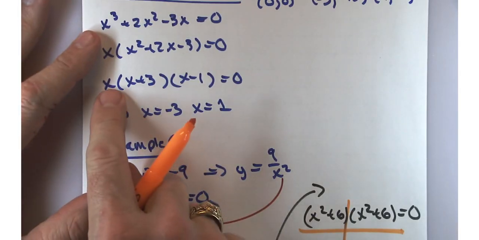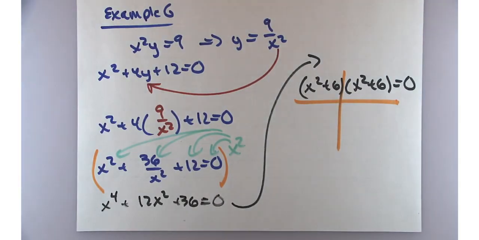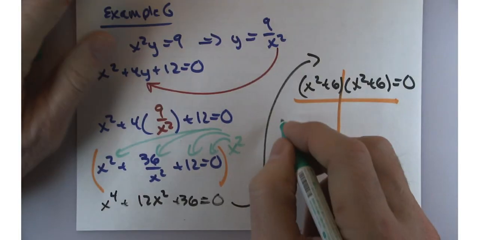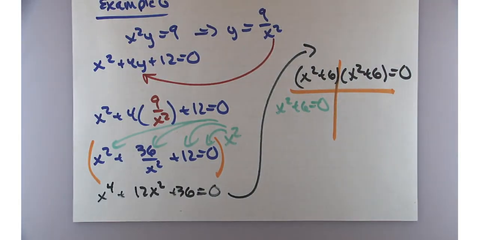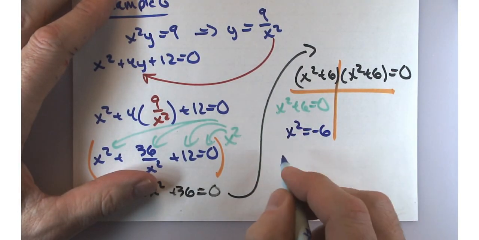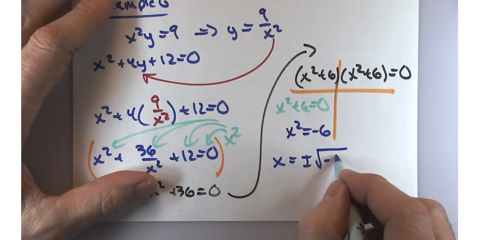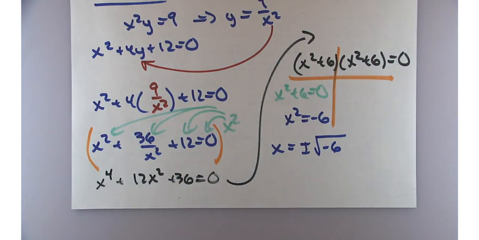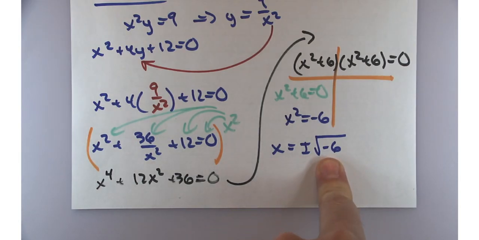You have something times something times something equals 0. One of those somethings has to be 0. So our choice is x squared plus 6 equals 0. What does x equal? There's a problem here. You can't have it. You're going to get an imaginary solution. We can only deal with real solutions. So these don't cross each other in a real way.